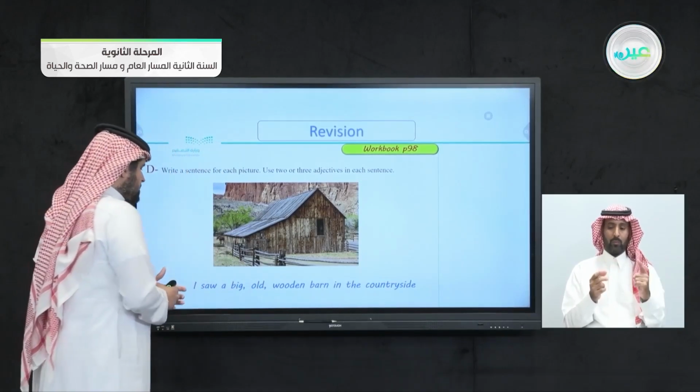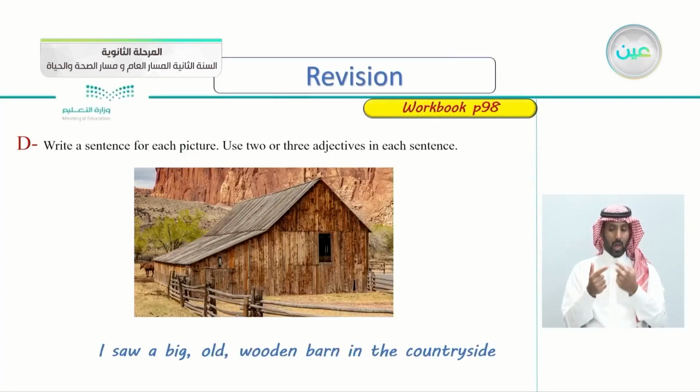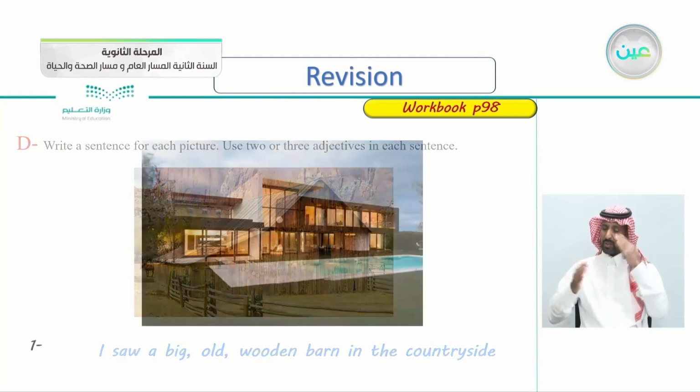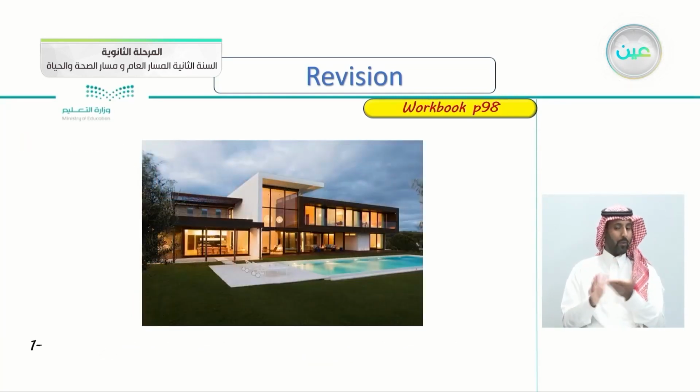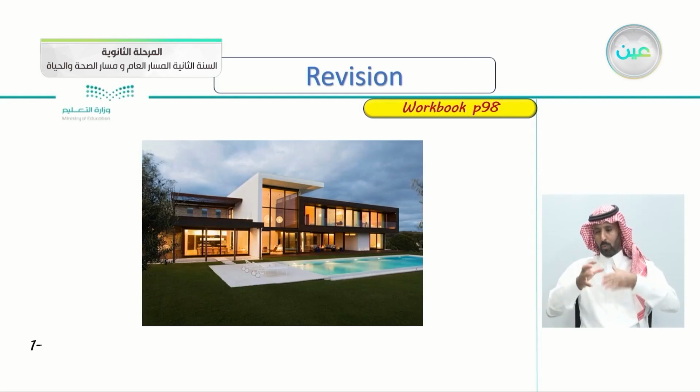The first one is already done for you. I saw a big, old wooden barn in the countryside. Big, this is a size. Old, age. Wooden, this is a material. Barn in the countryside. So I saw a big old wooden barn in the countryside. So the first picture here, you see a house with a swimming pool. So it's almost a big house with a swimming pool.